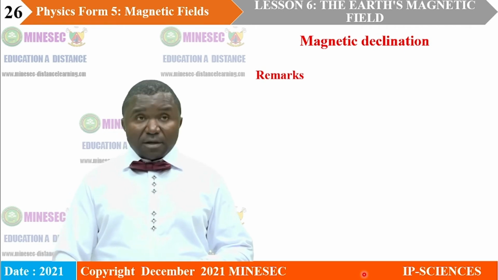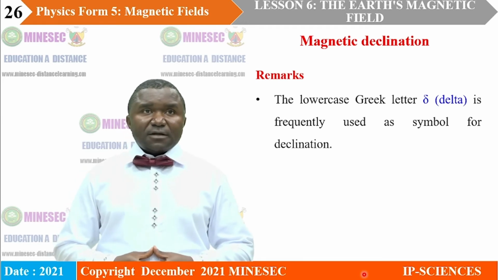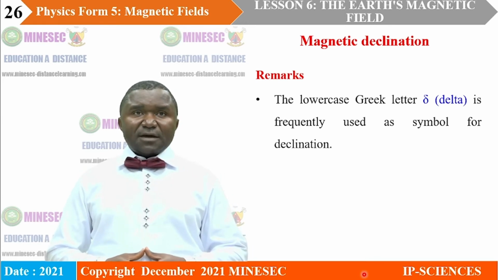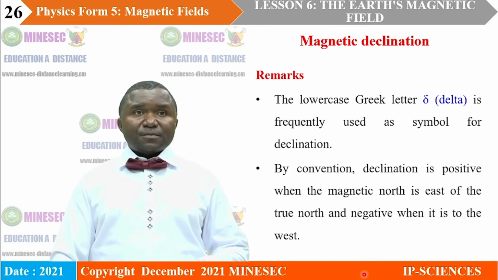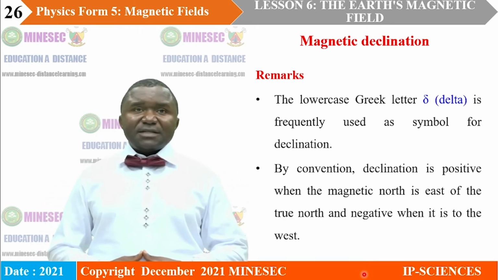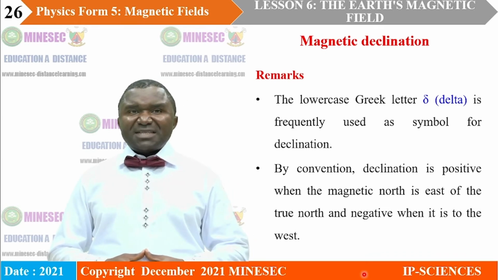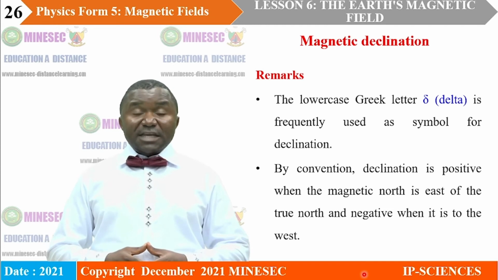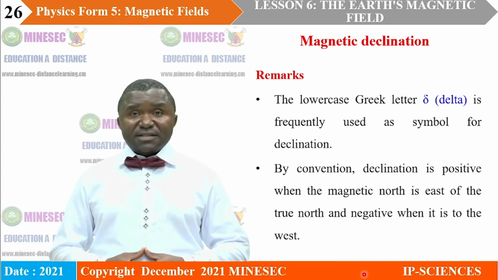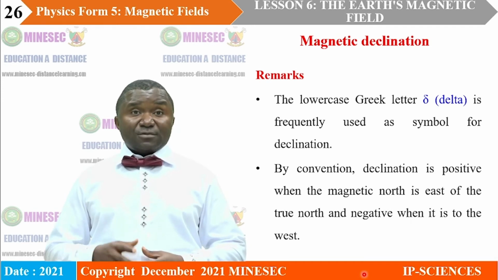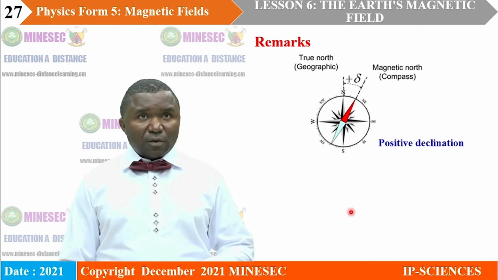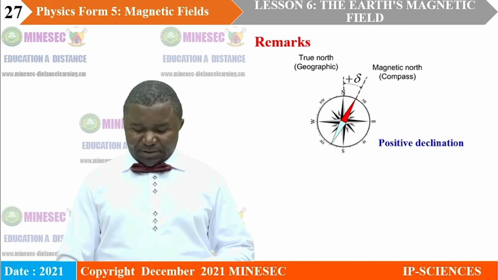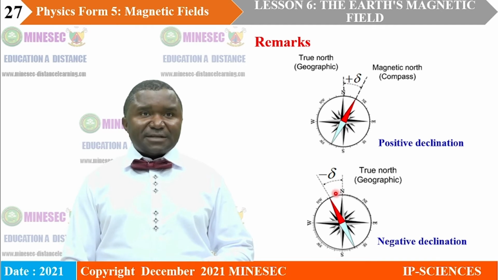Remarks. We have to remark here that the lowercase Greek letter delta is frequently used as the symbol for declination. By convention, declination is positive when the magnetic north is east of the true north, and negative when it is to the west of the true north, as shown in the diagrams below. We see it east of the true north, so delta is positive. And if west of true north, delta is negative.